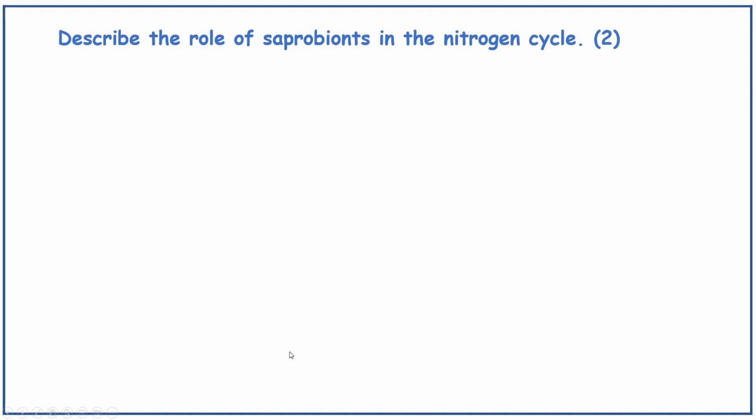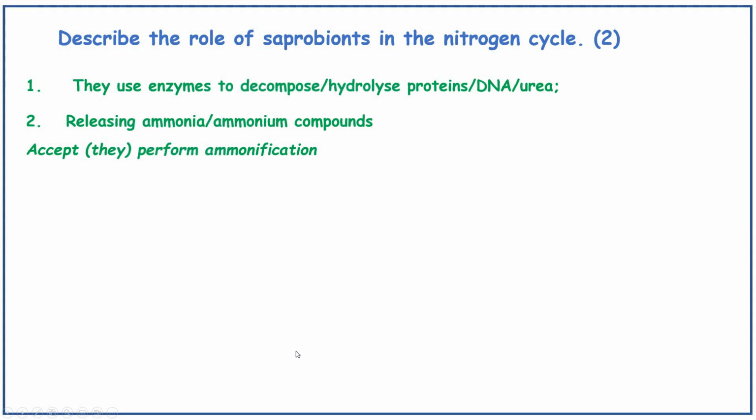Describe the role of saprobionts in the nitrogen cycle. They use enzymes to decompose or hydrolyze proteins, DNA or urea, it could be any nitrogen-containing compound, releasing ammonia or ammonium compounds, or they perform ammonification.